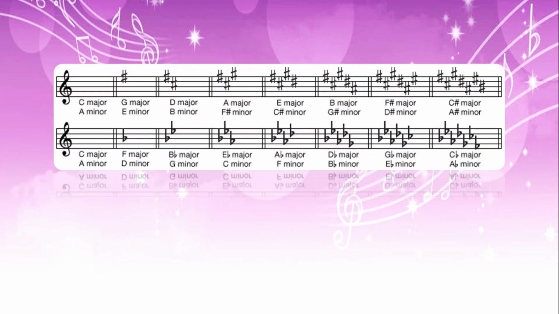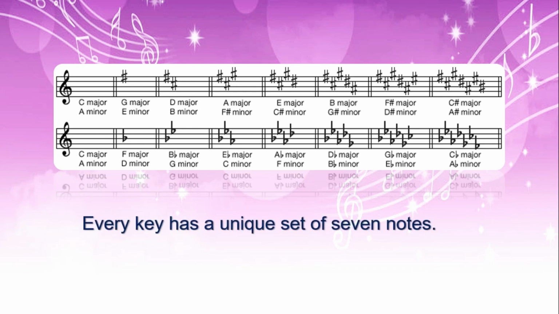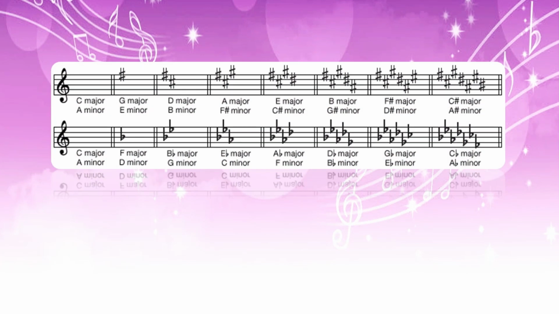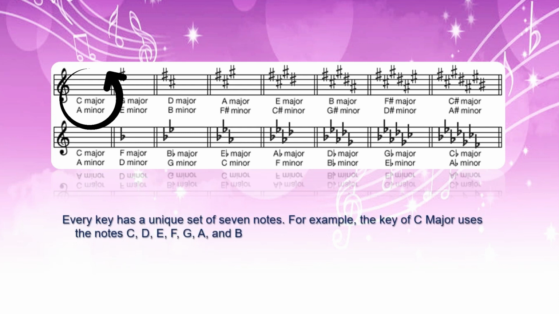There are 15 possible key signatures that we can use in Western music. Every key has a unique set of 7 tones of C, D, E, F, G, A, B, C. Today, we will explore the key signatures of C major, F major, and G major signatures.